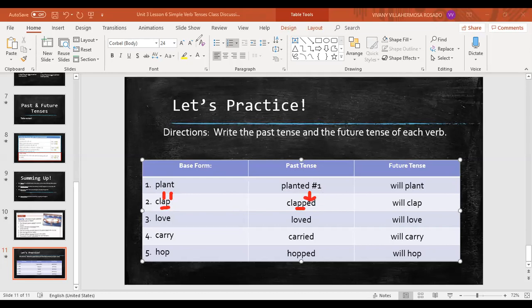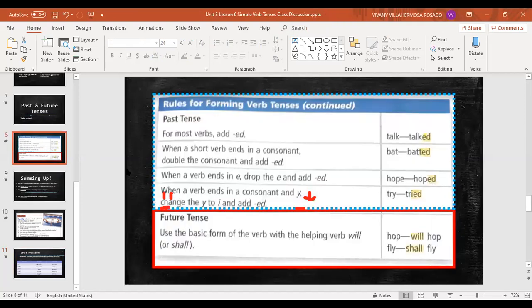So what rule did we apply for this one? Which one? If you said rule number two, then you are correct. It is rule number two. Okay, and then you can go back and double check to see if it's correct or not. We could go here. Look, when a short verb ends in consonant, double the consonant and add ed. And that's what we did.